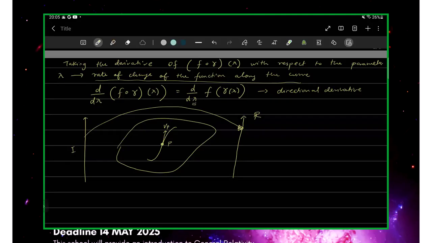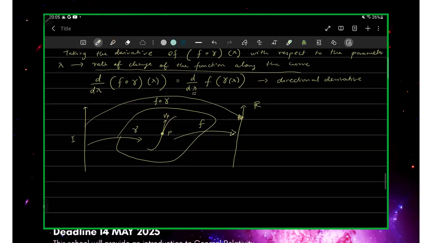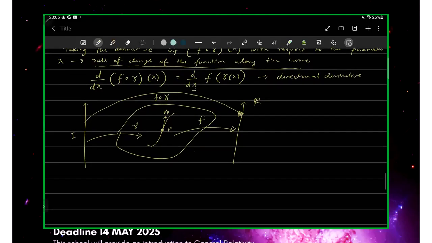Yes, exactly. So this is F composite gamma, right? And this is, of course, gamma. And this is F. That is what we know. Okay, so now I have the diagram done. From here, I will define the tangent vector, which is VP, as you can see from here.